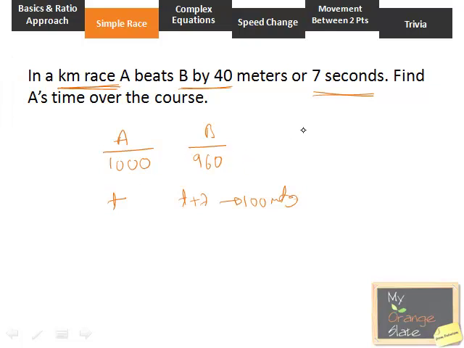Now how do we combine these two pieces of information? Either we can visualize the movement of A and B over the race course. Thus both of them start the race at the same time. When A covers 1000 meters, B is 40 meters short of the destination.